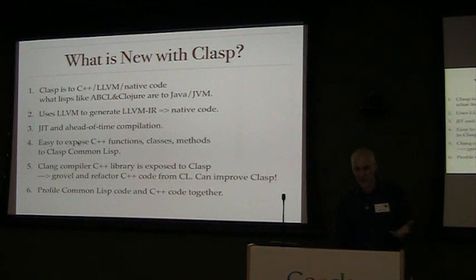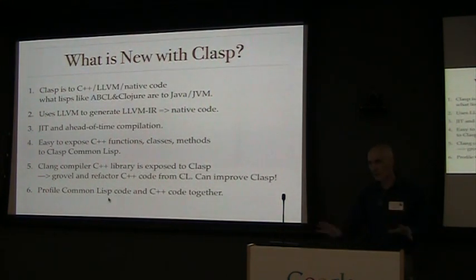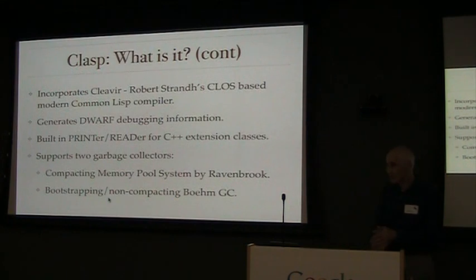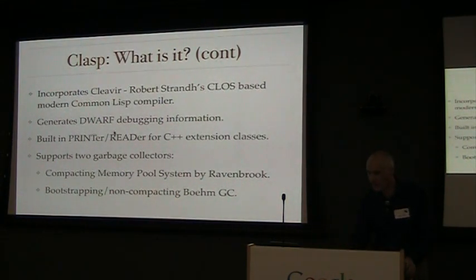Clasp does both JIT and ahead of time compilation without writing to files or anything. It's all done in memory by talking directly to the LLVM API. And there are some new things you'll be able to do, because everything that it generates is LLVM IR. We'll be able to profile Common Lisp code with C++ code. It also generates DWARF debugging information, so I debug it with LLDB and with GDB.